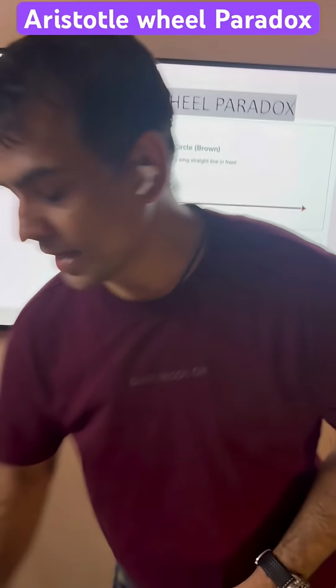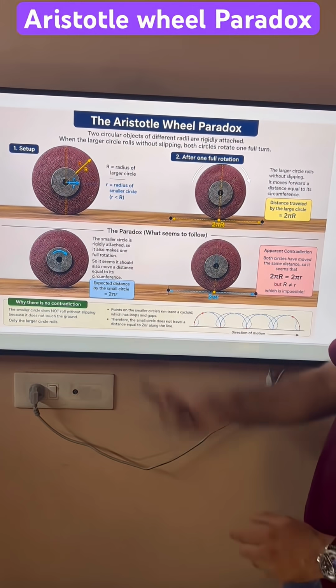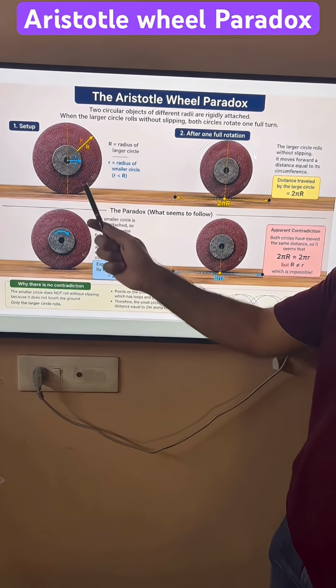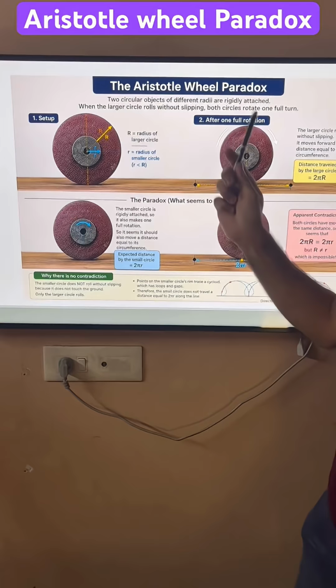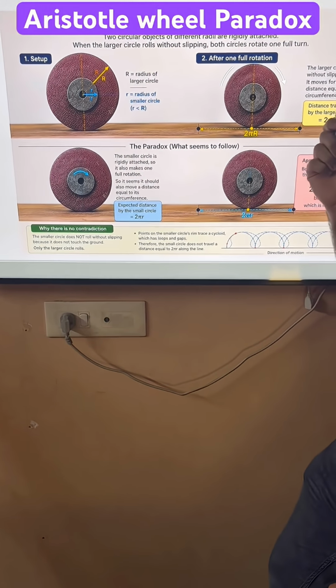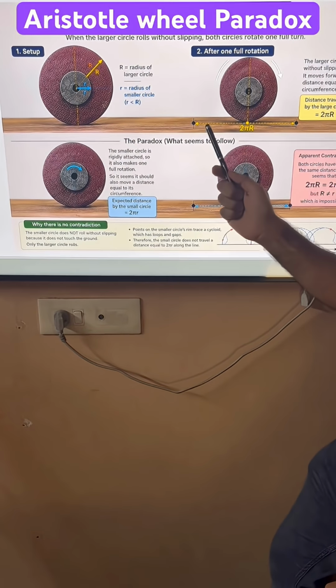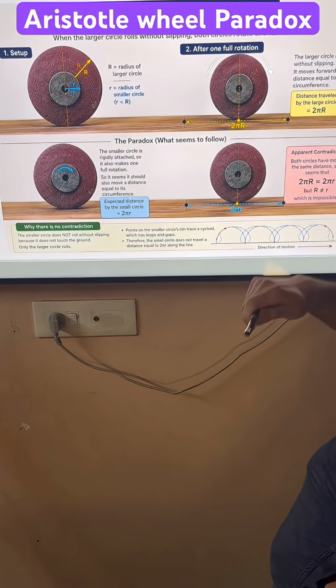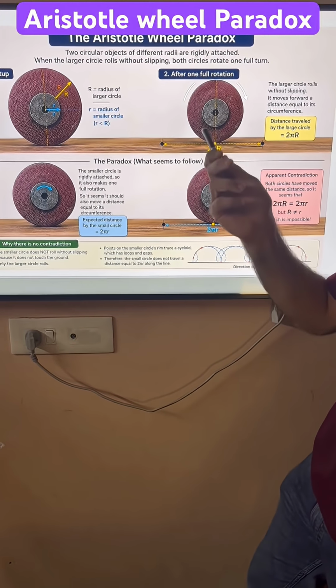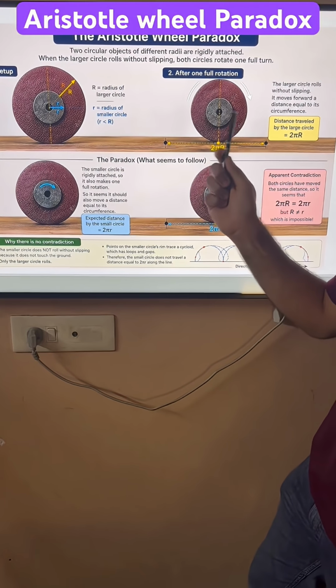Now let's understand this. When the two circles, which we can also call concentric circles, were glued together, the bigger circle was moving without slipping. So it moves forward and covers a distance of 2 pi R, which is the circumference. But the smaller circle was not moving on its own, it was glued to it. Not moving in the sense that it was not touching the ground.